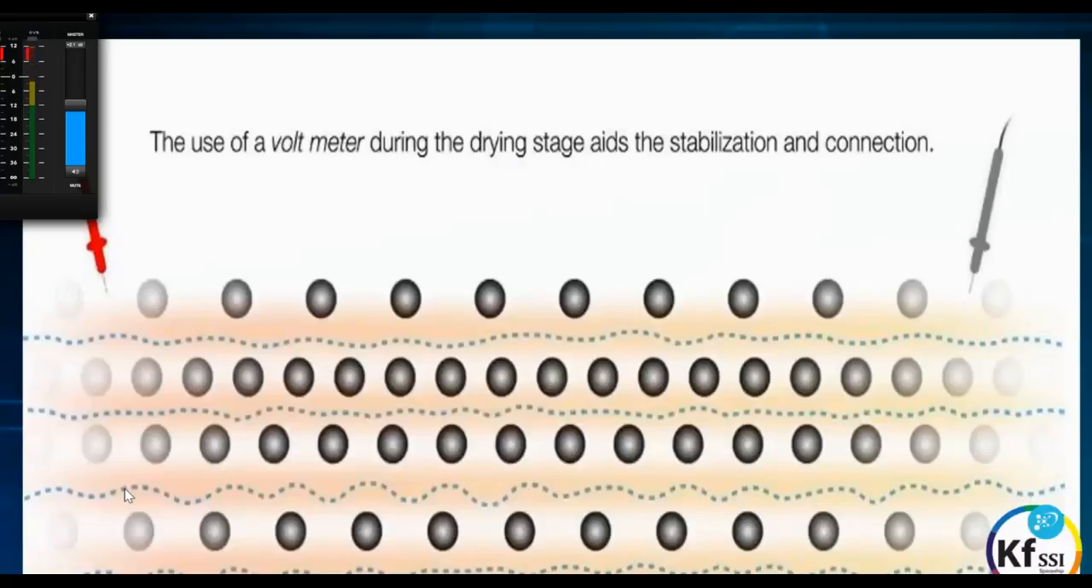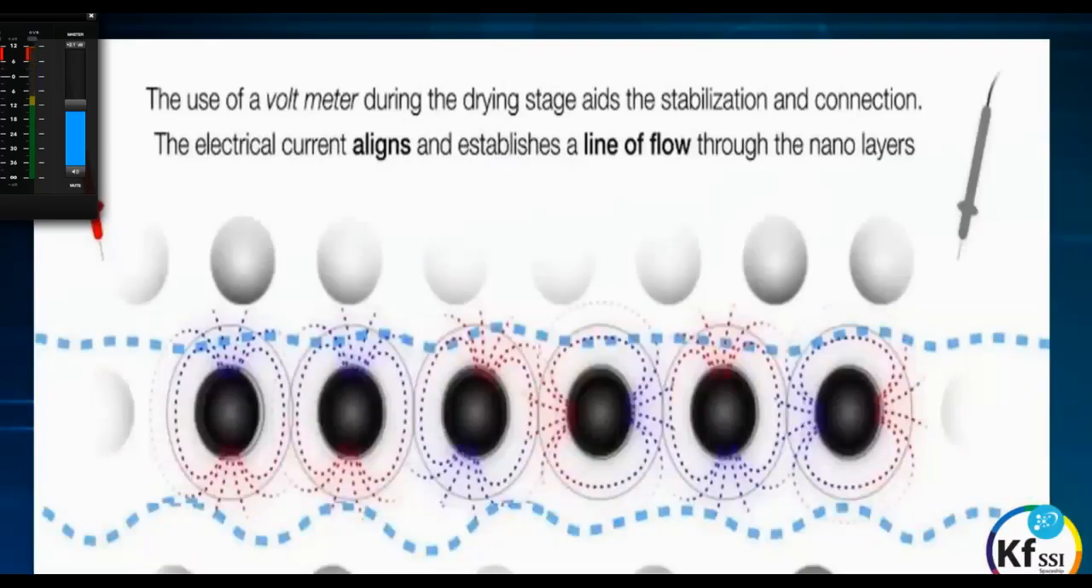So here's just a nice illustration, a clip from the video, of the importance of stabilizing and realigning your nano layers that are forming. Because what we're wanting to do is to align and establish a line of flow through the nano layers, and we do this with the 2 electrodes, so we can dictate the flow through of our nano layers that we are wanting.